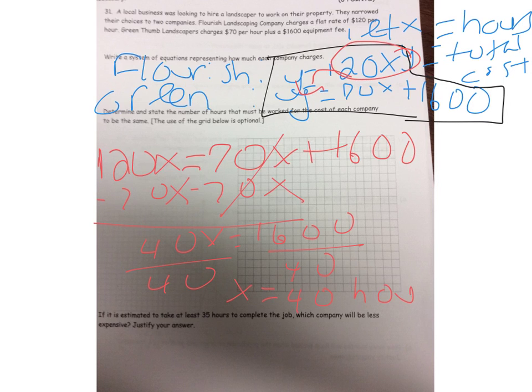At 40 hours, it doesn't matter which company you choose. But after 40 hours, company Flourish is going to charge more per hour than the Green Thumb company. So if you're going to only do 35 hours, I would go with company Flourish. But more than 40 hours, you would go with Green Thumb.